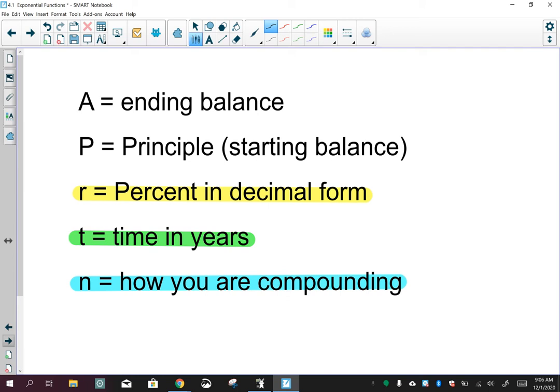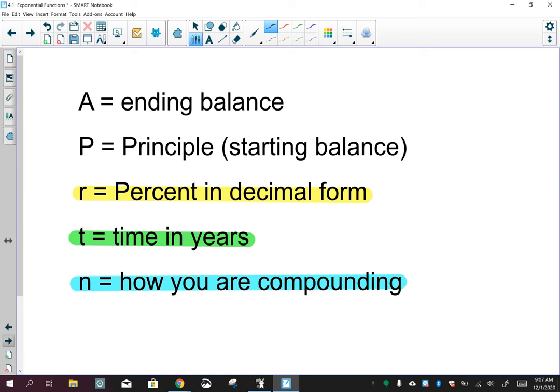Time is always in years. So if I'm talking about time in years, 5 years, that's okay. I can use T is equal to 5. But if I'm talking about 18 months, I cannot put the number 18 in. I have to put it in terms of years.